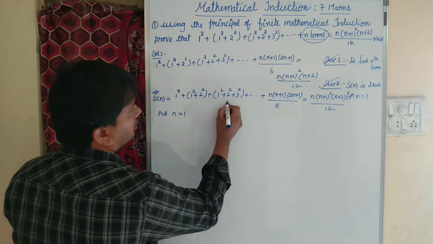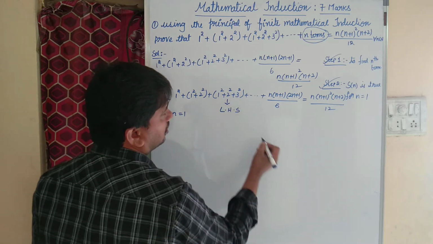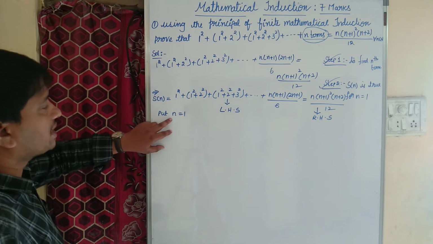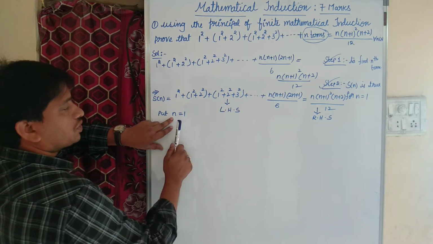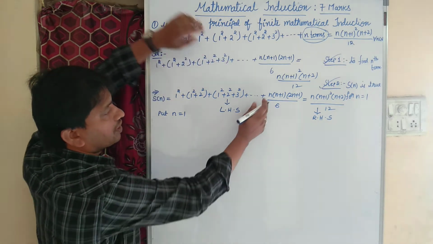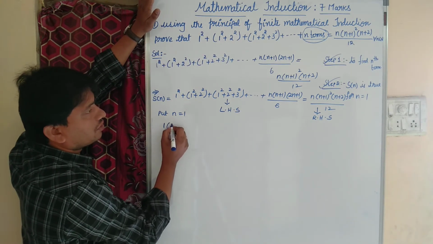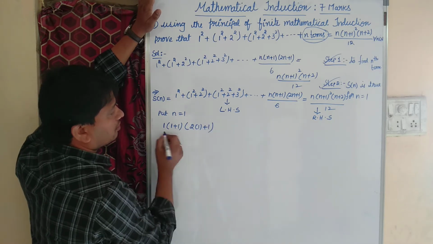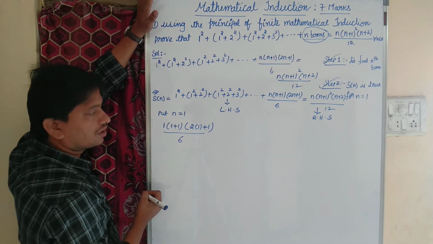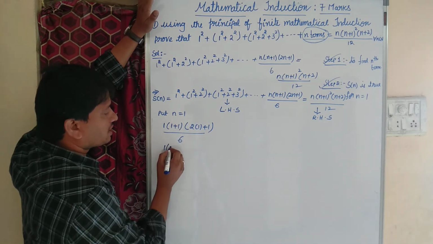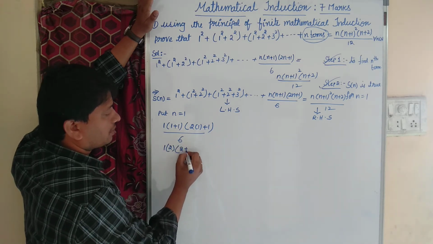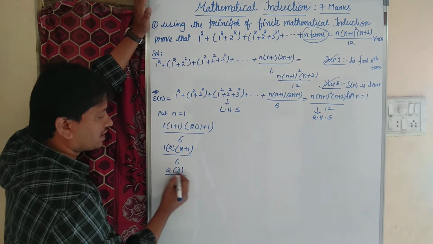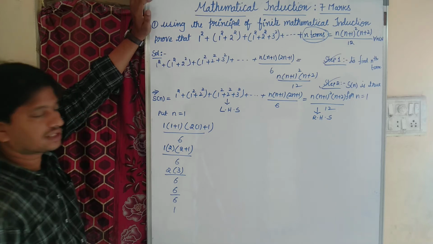Right? So this is our left hand side children and this is our right hand side children. So in place of n, we need to substitute 1. So here, in place of n, let me substitute 1. 1 into (1 plus 1) into (2 into 1 plus 1) by 6. So 1 into 2 into 3 by 6, 6 by 6 is nothing but 1.